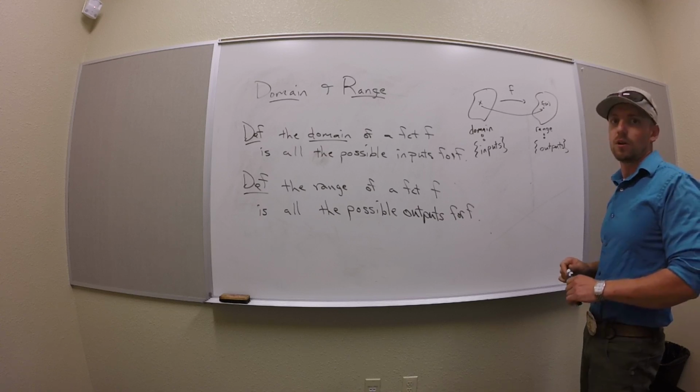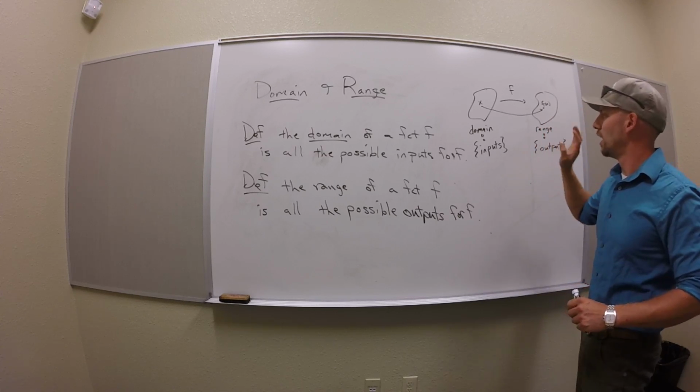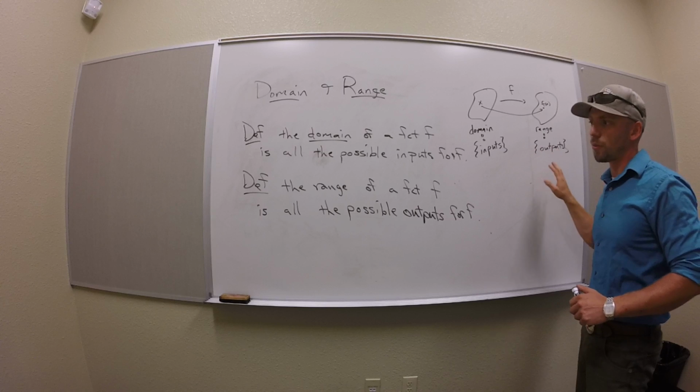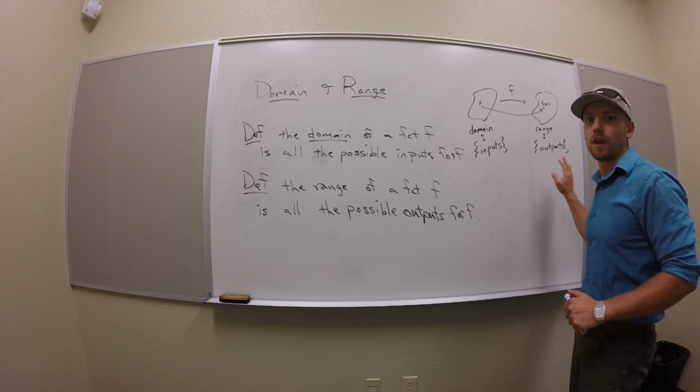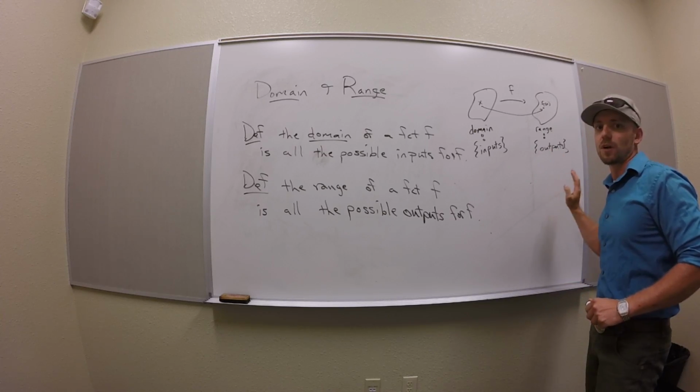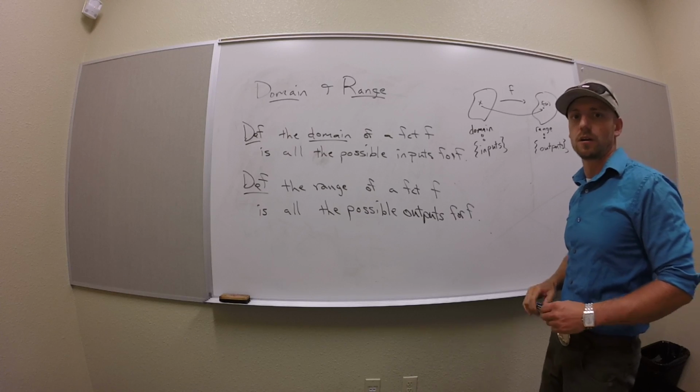Cool? For right now, I just want you to have the idea that these are all the possible inputs and all the possible outputs. We'll talk about what that means in terms of numbers later. Cool?